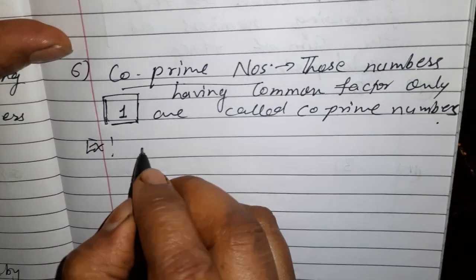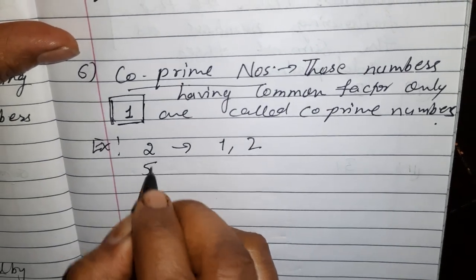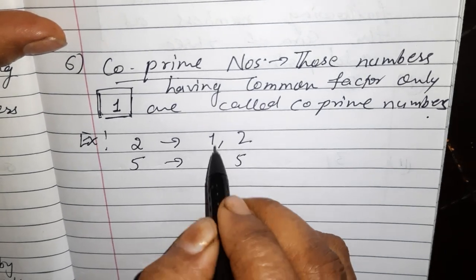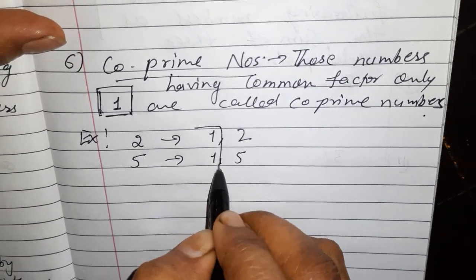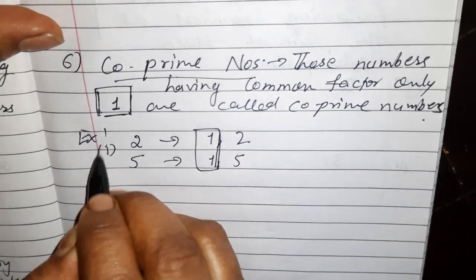Let us see the example. 2, what are the factors? 1 and 2. 5, what are the factors? 1 and 5. So out of both, which factor is common? That is only 1. This 1 is common, so these numbers are called co-prime numbers.